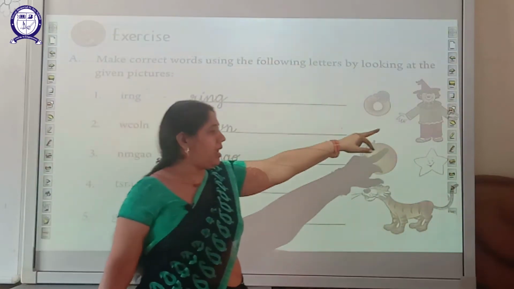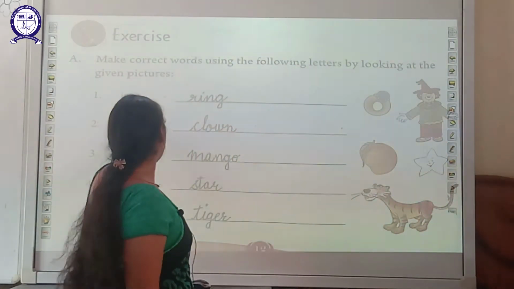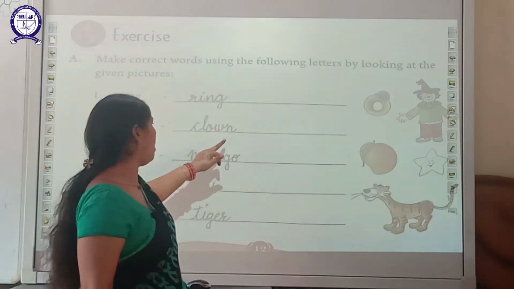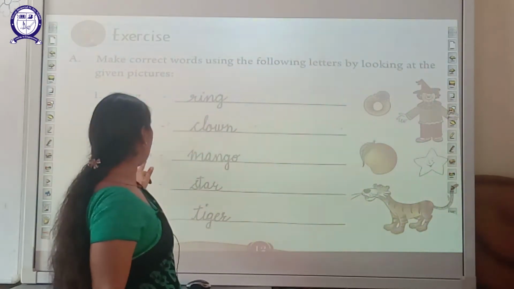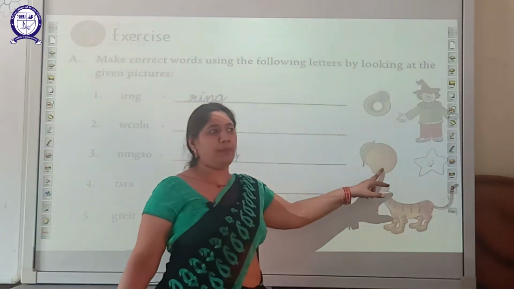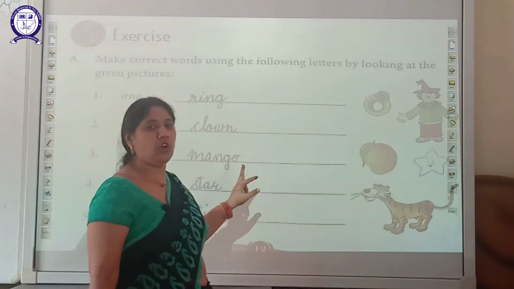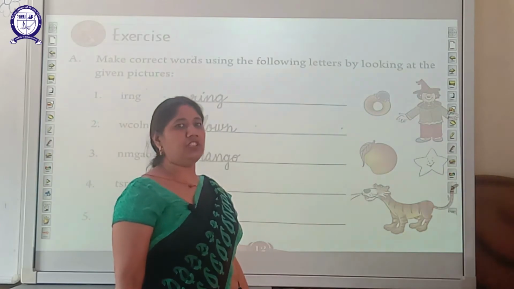W-C-O-L-N. So here is a clown. C-L-O-W-N, clown. N-M-G-A-O, that is a picture of a mango. So you have to write the spelling of mango. M-A-N-G-O, mango.